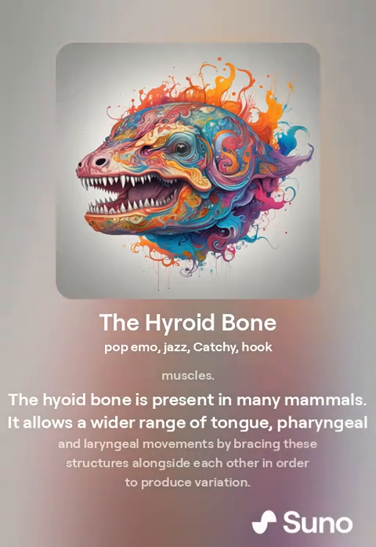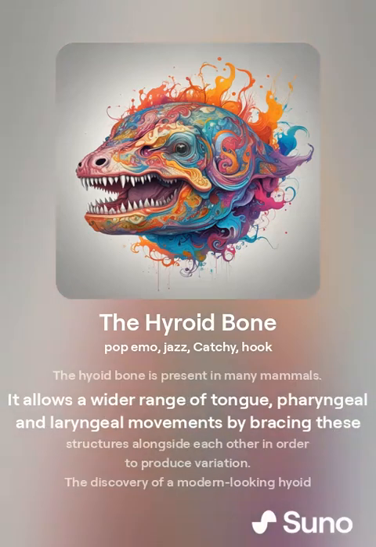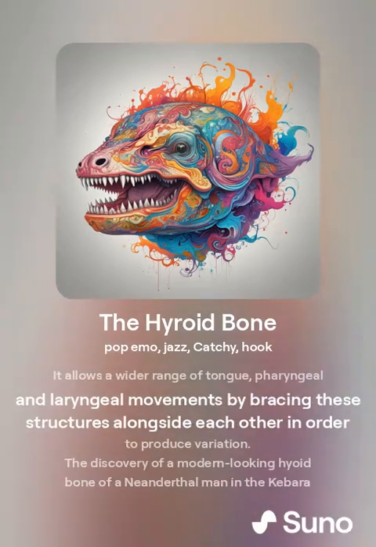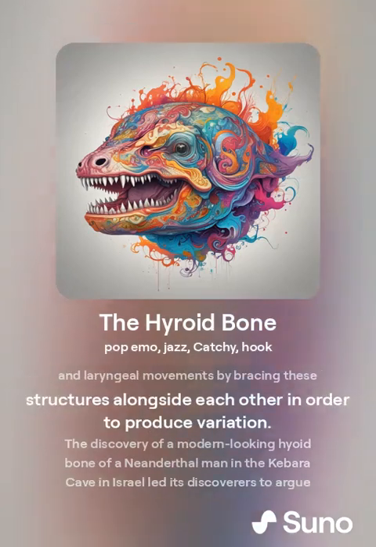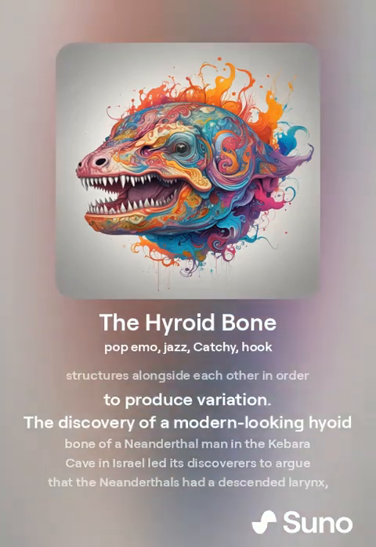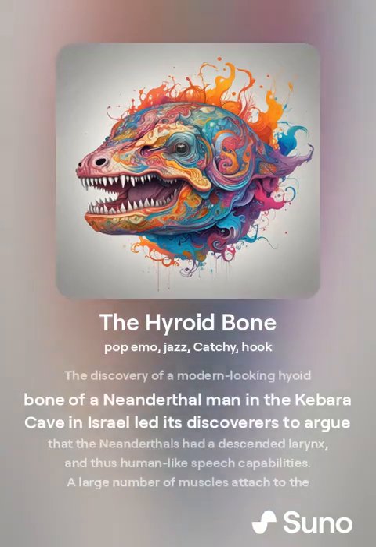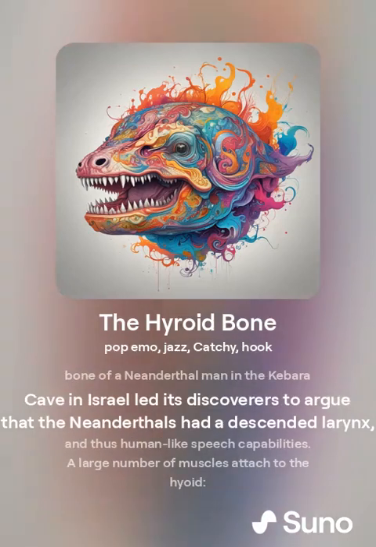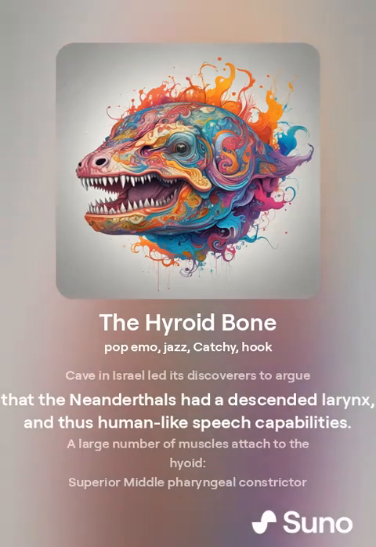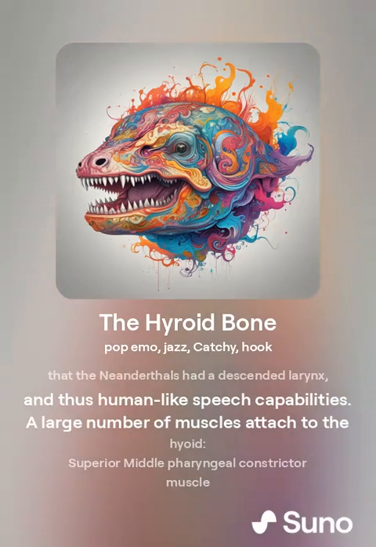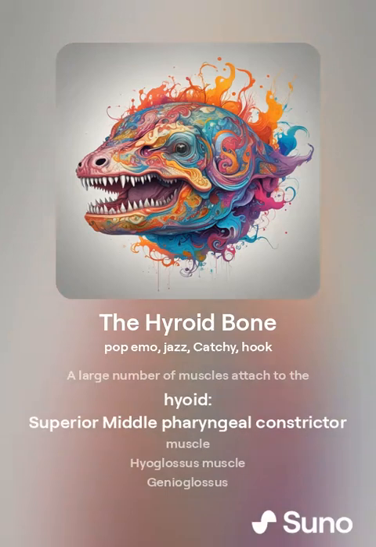The hyoid bone is present in many mammals. It allows a wider range of tongue, pharyngeal, and laryngeal movements by bracing these structures alongside each other in order to produce variation. The discovery of a modern-looking hyoid bone of a Neanderthal man in the Kebara cave in Israel led its discoverers to argue that the Neanderthals had a descended larynx and thus human-like speech capabilities.